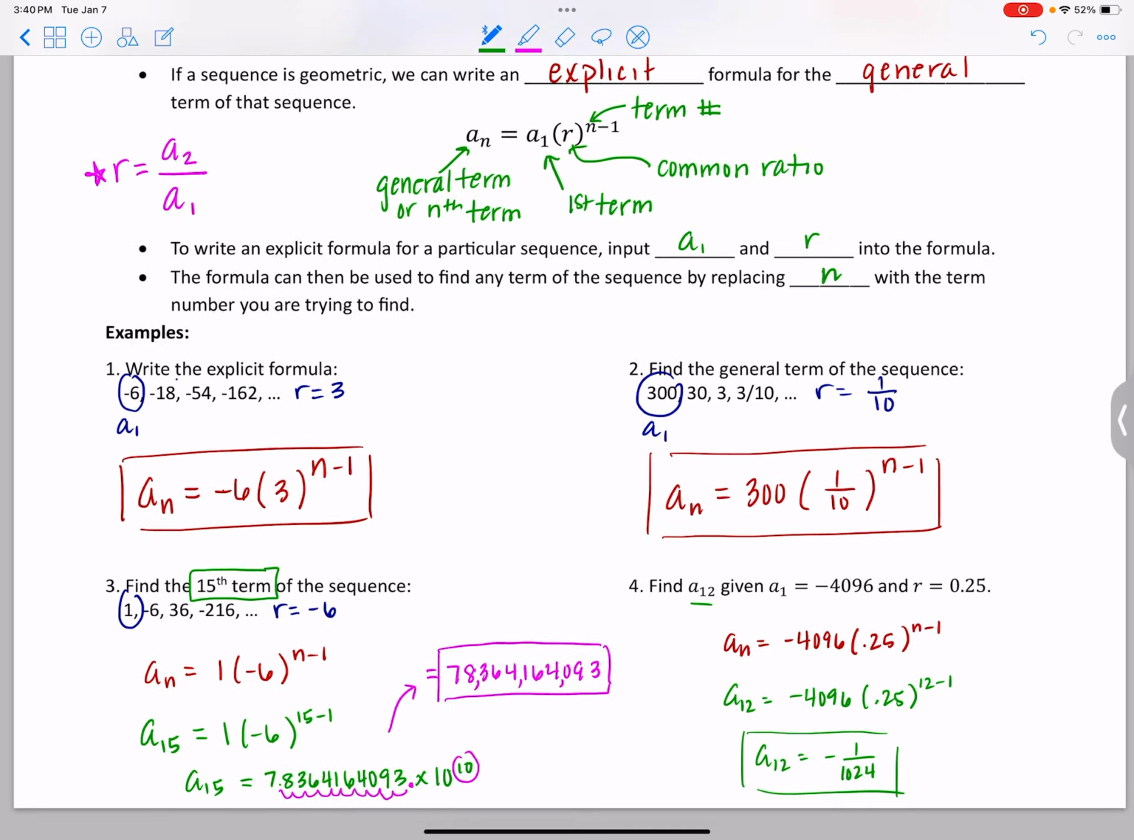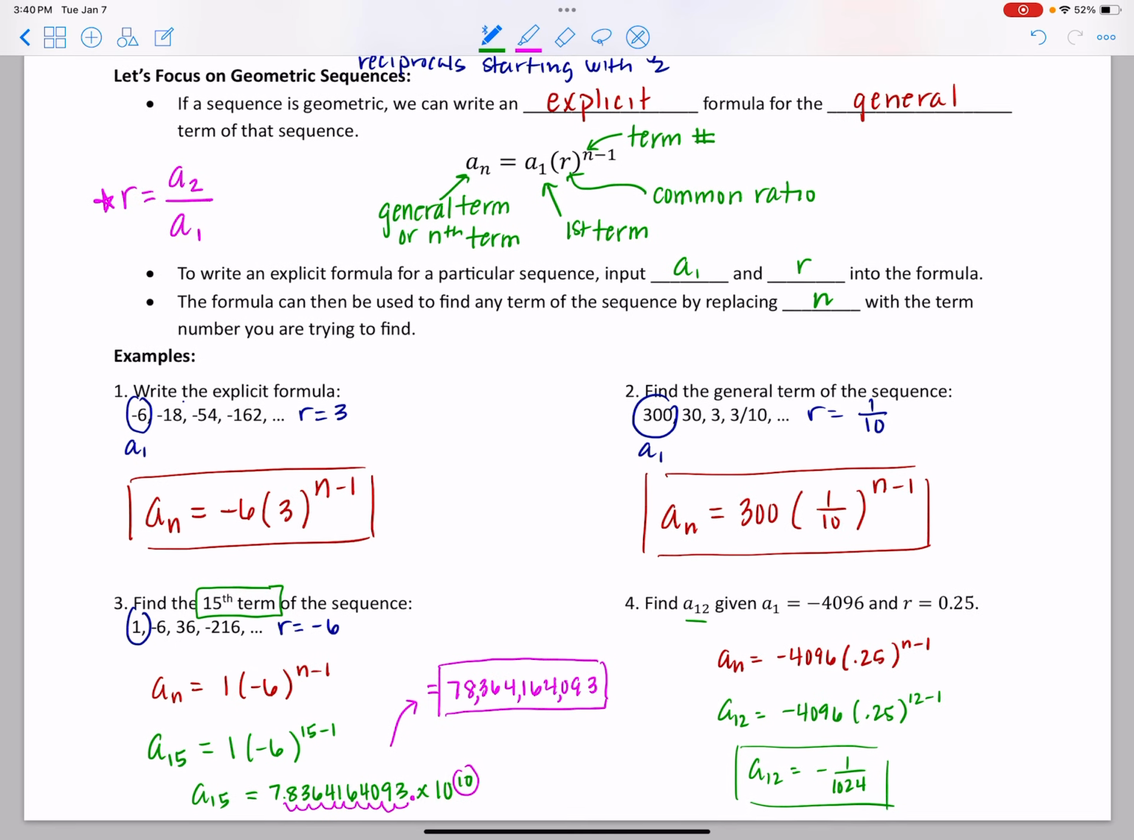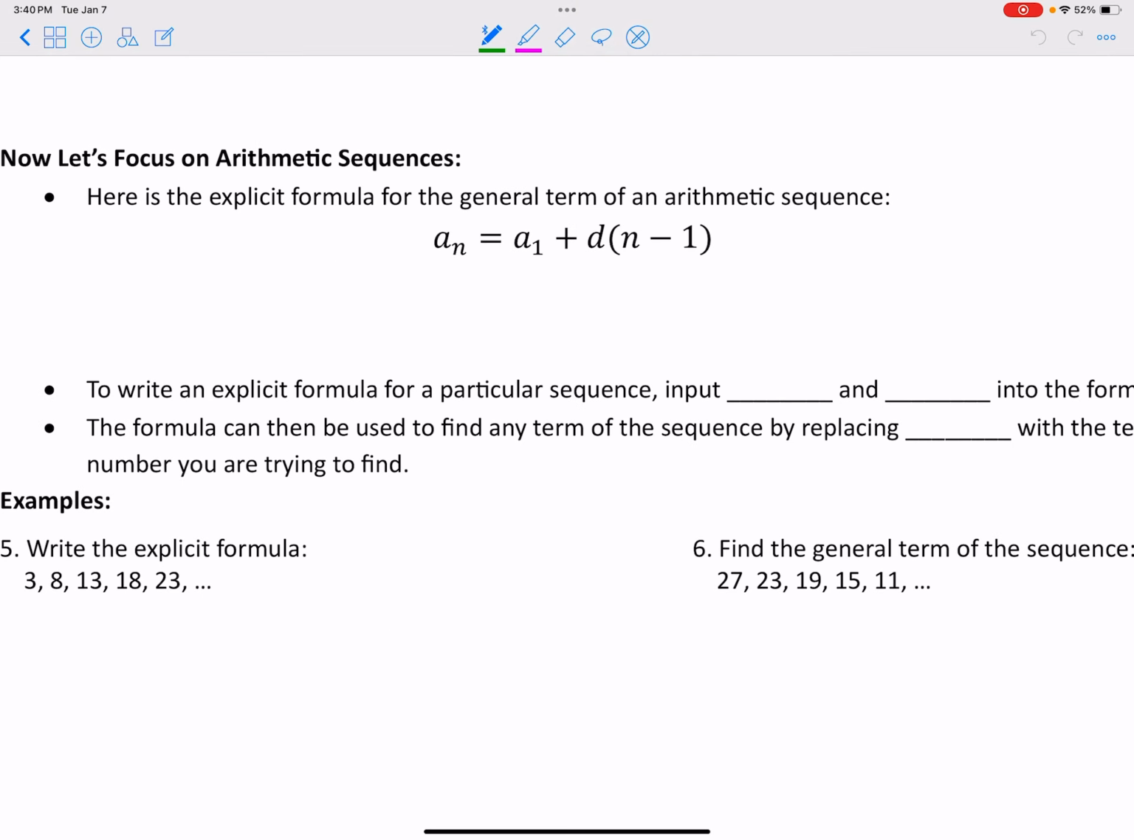Alright, so there's a snapshot of the geometric sequences. Now let's do something similar with the arithmetic. We've got a different formula, obviously, for a different rule. This is what the explicit formula for the general term of an arithmetic sequence looks like. The arithmetic, remember, is where we're adding to get from one term to the next, adding a common difference. And so again, this is still notation for the general term, or nth term, on the list. A sub 1, again, in our formula, represents the first term.